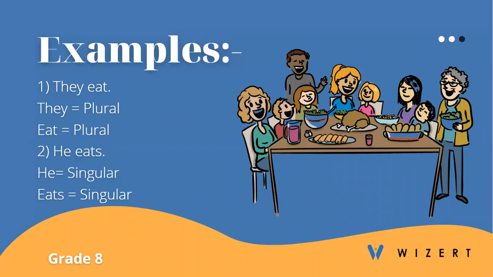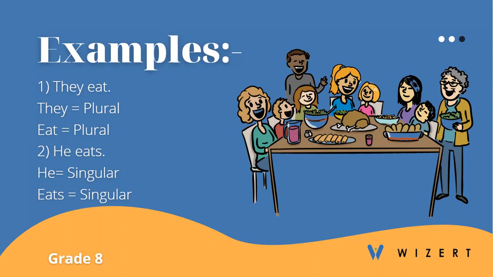They eat. Now, in this sentence, our subject is they, which is plural. Therefore, we are using a plural verb eat. Let's look at the second sentence. He eats. So he is the subject which is singular. Therefore, we are using a singular verb, that is eats.